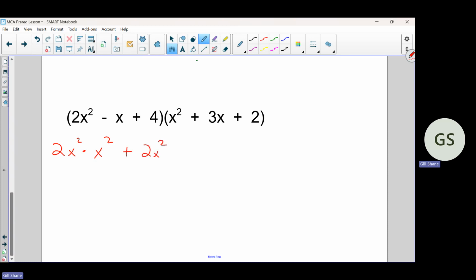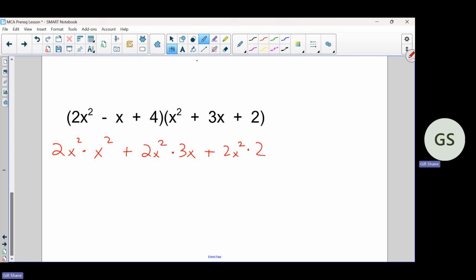Well, that's again 2x squared times 3x. Now again, positive 2x squared, positive 2 means I'm going to get a positive. So 2x squared times 2. Well, I took the first term and I multiplied it times all three of those terms. And just be careful when you have a negative, that's when it gets tricky, which we'll have now.